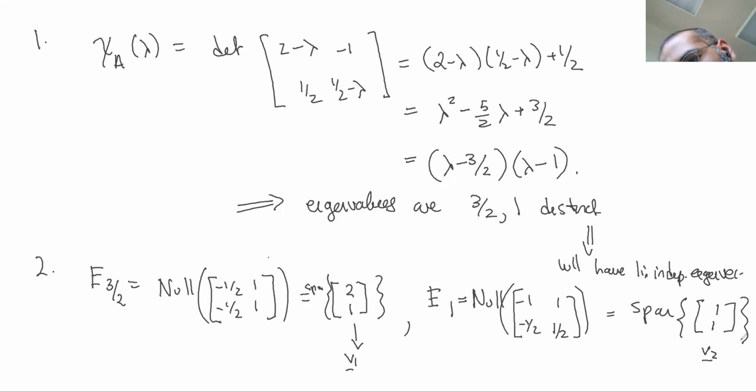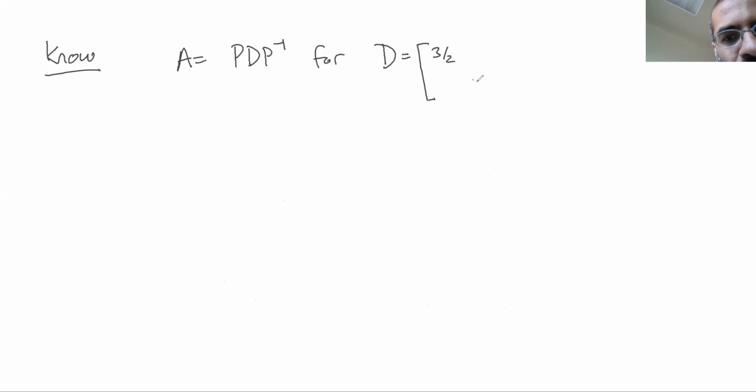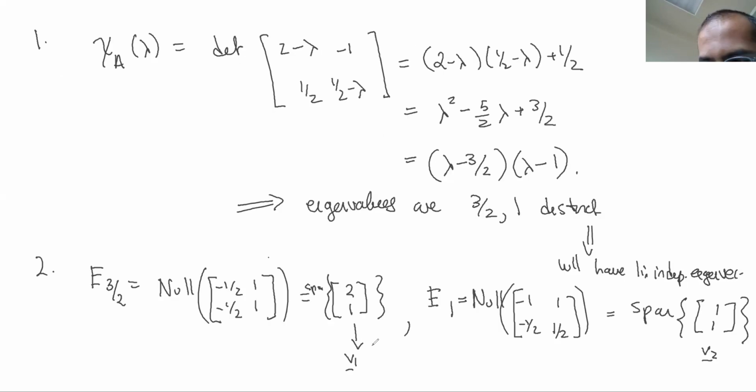So now we're in business to apply the decoupling principle we thought about in the last lecture. If we now rewrite the problem in this basis, the eigenbasis, it should be diagonal. So we know that A equals P D P inverse, for D containing the eigenvalues, which were 3 halves and 1, and P containing the corresponding eigenvectors, which are V1 and V2, so 2, 1, and 1, 1.